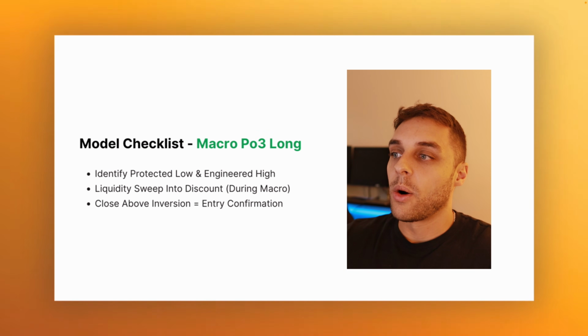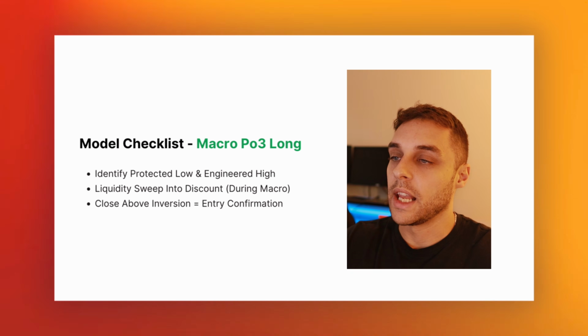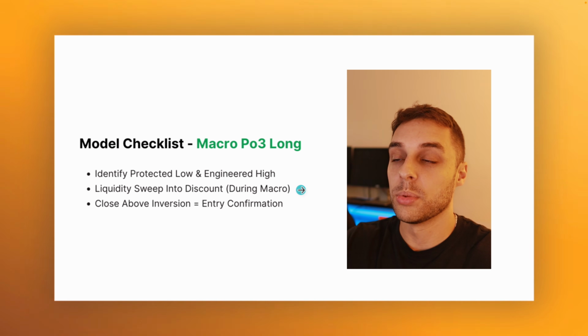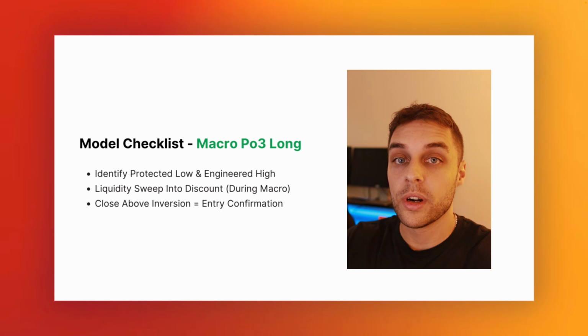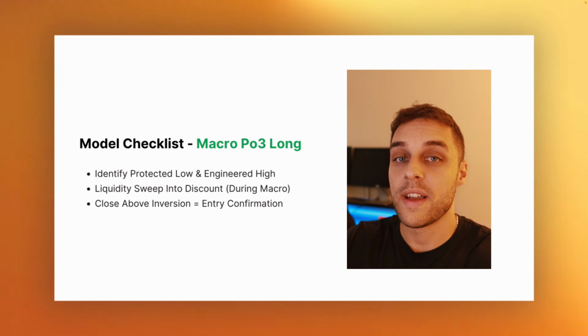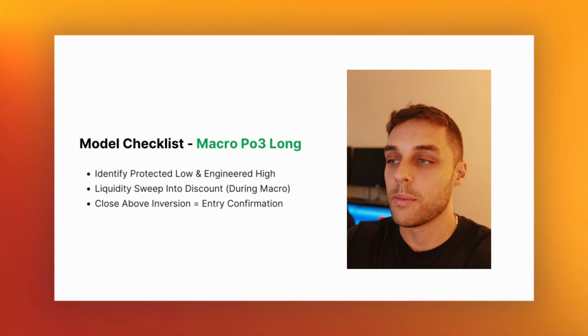Moving forward, for our macro power of 3 long entry criteria, it's the same logic. You want to identify a protected low and an engineered high. Number 2, once you've established bullet point 1, you're looking for that liquidity sweep into a discount during a macro window, because we don't just rely on price, we understand the value and significance of time as well. These macro windows are very, very powerful.